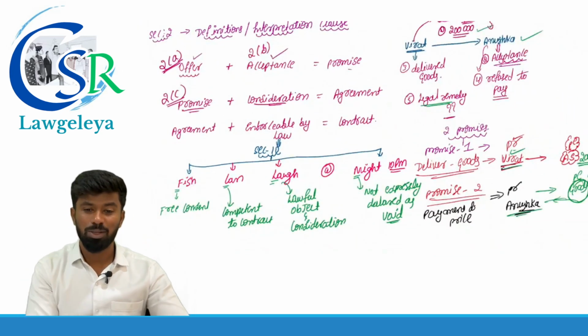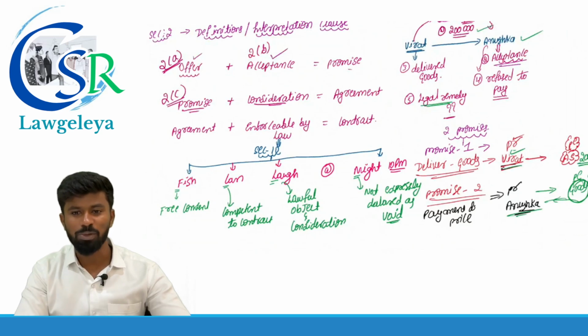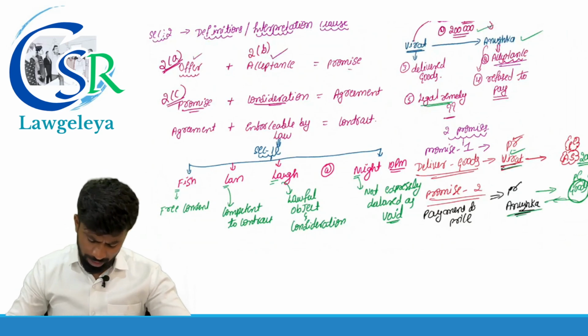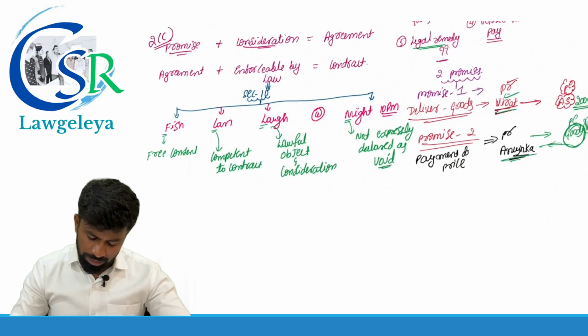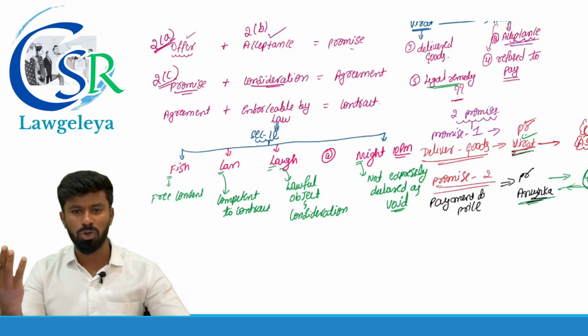So the one who makes the promise is called as what? Promiser, and the other person is called as what? Promisee. Correct, right? Now there should be a consideration for every promise. No consideration, no promise or no contract.